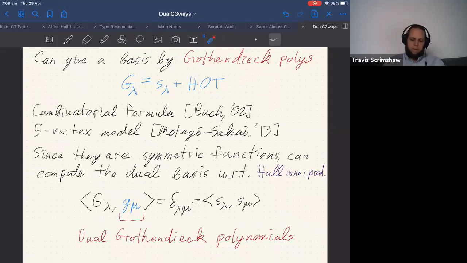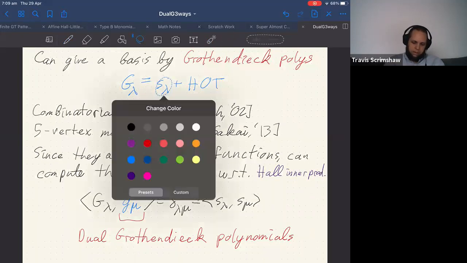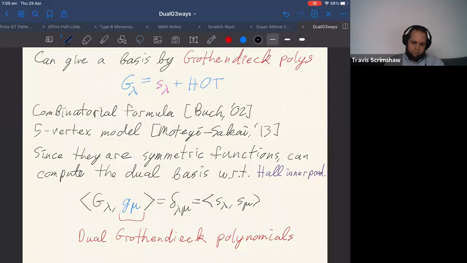And what we can do is we can actually use symmetric functions, where here we have this thing called a Grothendieck polynomial, which will be given by a Schur function, which is a symmetric function. And then we're going to have higher order terms. So if we wanted to look at the cohomology, we get rid of the higher order terms, and then we just multiply things as we would as symmetric functions.